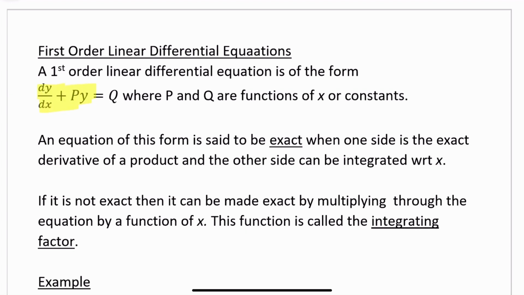So it's in this form here, dy/dx + Py = Q. An equation of this form is said to be exact when one side is the exact derivative of a product and the other side can be integrated with respect to x. So both those things need to happen. This side here, you could write as the derivative of something, d(uv)/dx, and also this side you could integrate with respect to x. That's really where we want to get to. Equations aren't always exact, but if they're in this form, dy/dx + Py = Q, we can make them exact, and we'll see how we can do that.